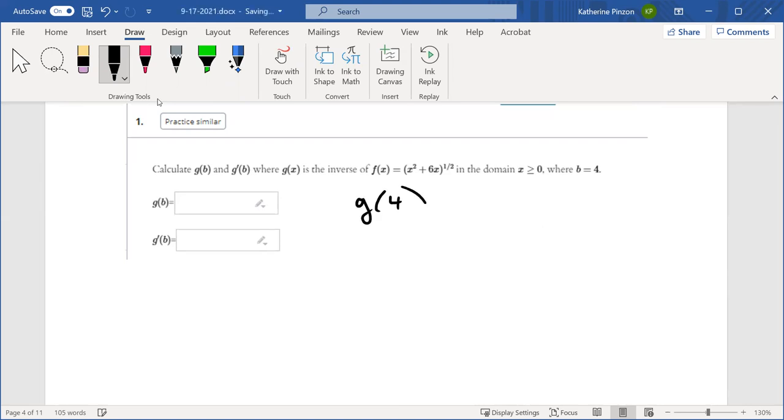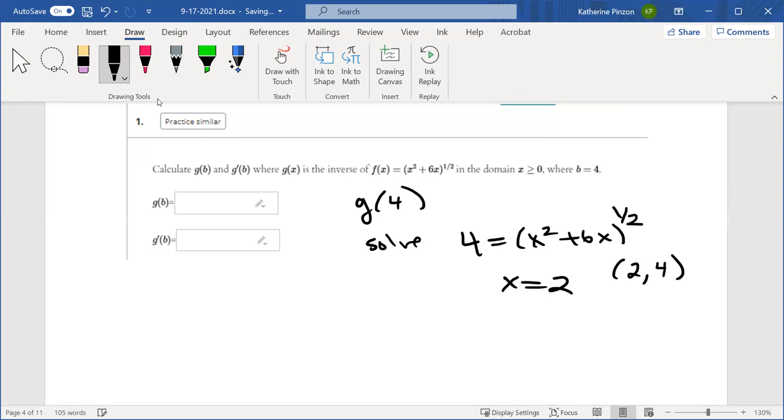So to find g of 4, I'm going to solve this equation: 4 equals x squared plus 6x to the 1/2. I'm just going to solve that in Desmos. Are we gonna be able to use Desmos on our exam? Yep, absolutely. I need to make that 16. What number makes that 16? 2, x equals 2. So this is the point (2, 4). So g of 4 is 2. Okay.